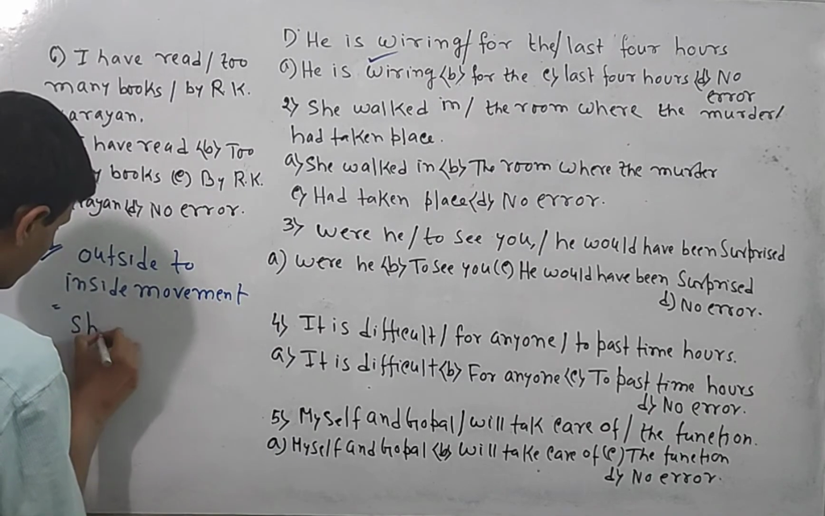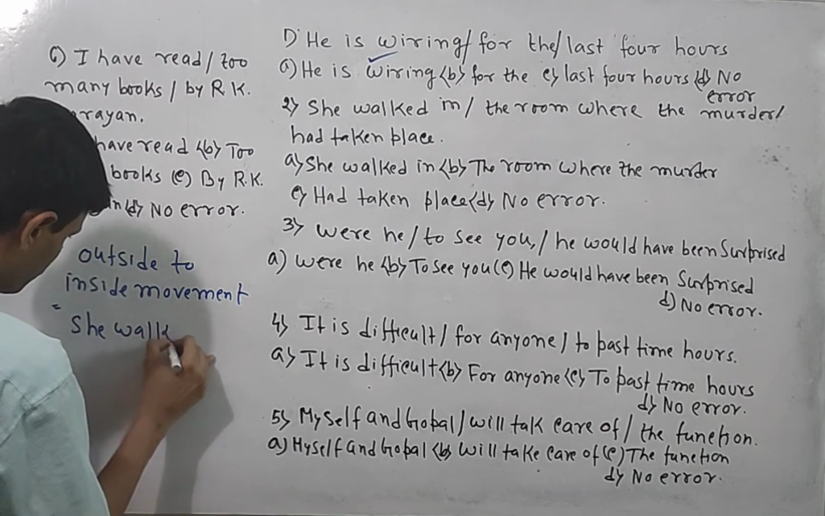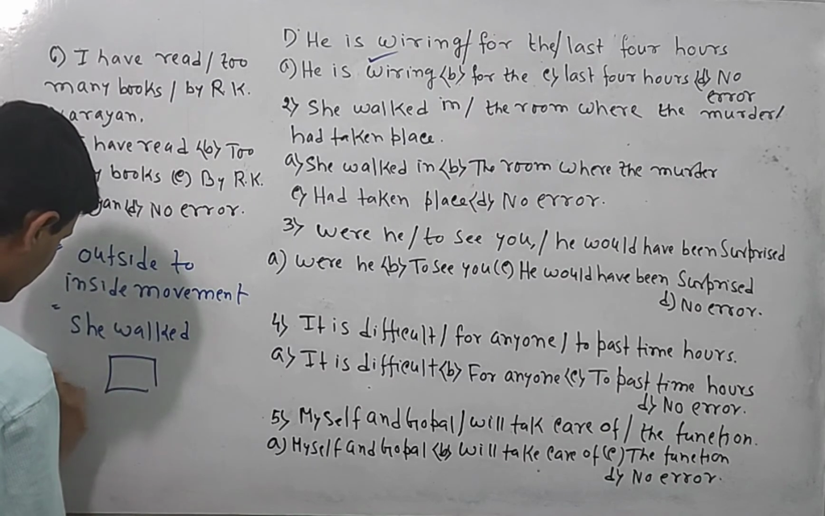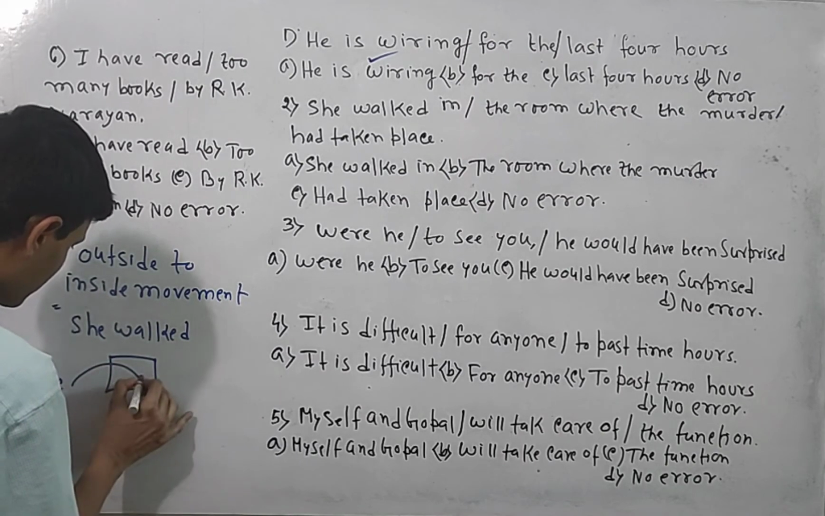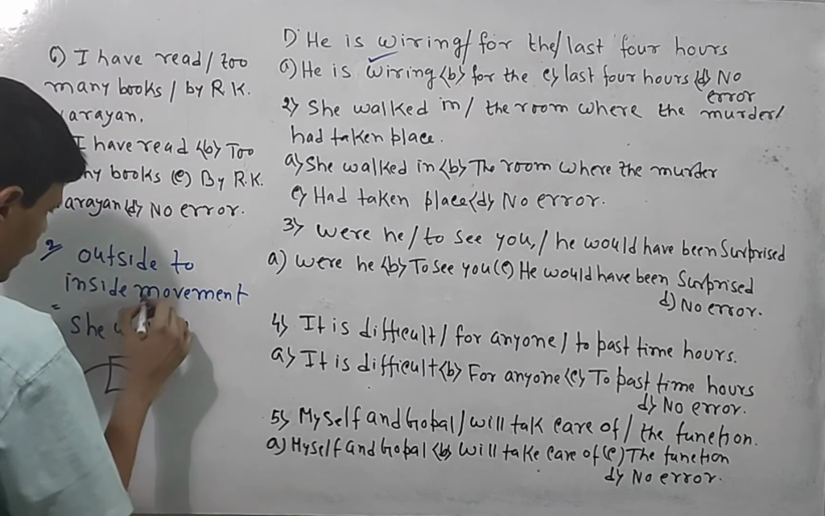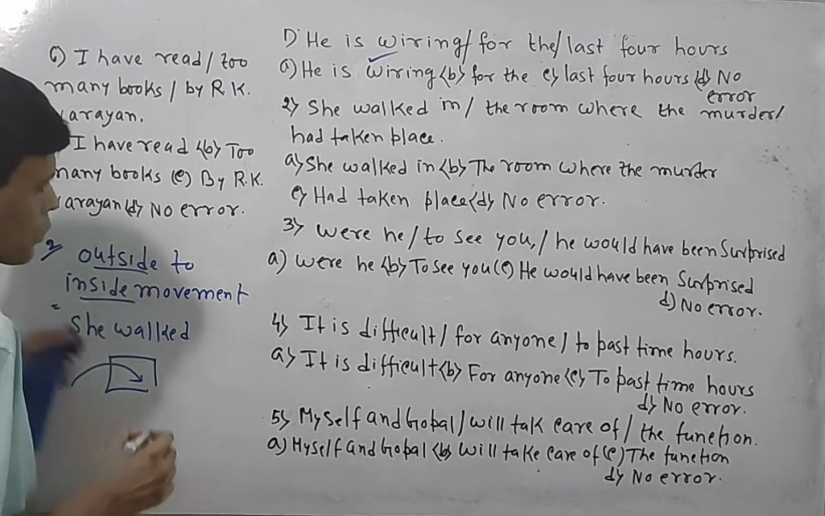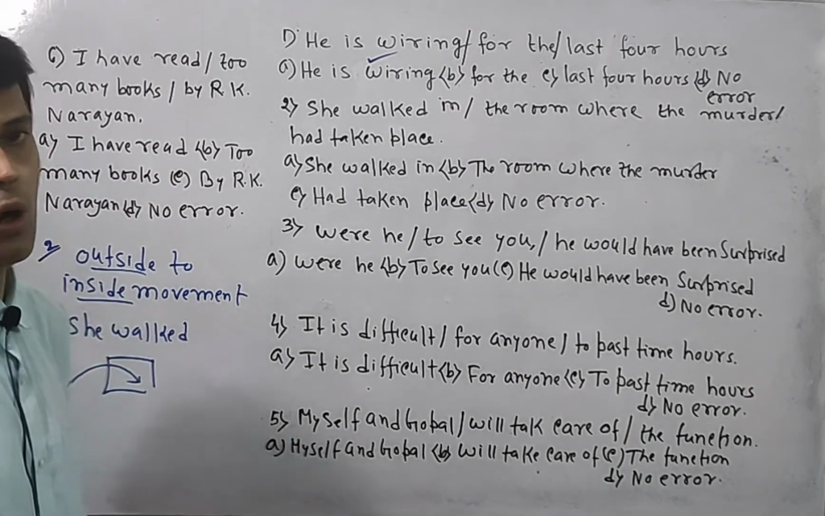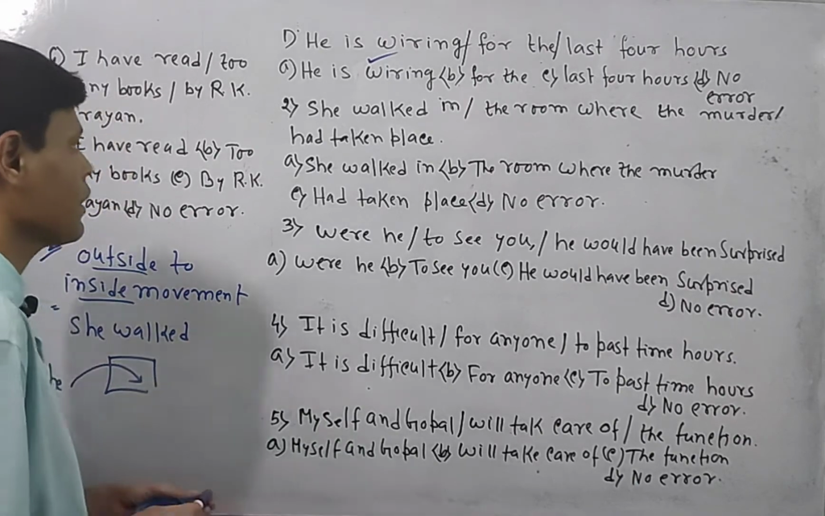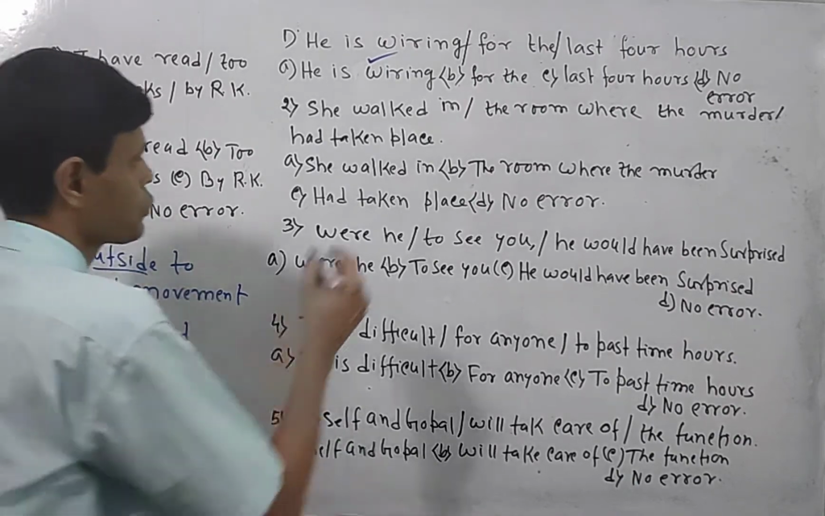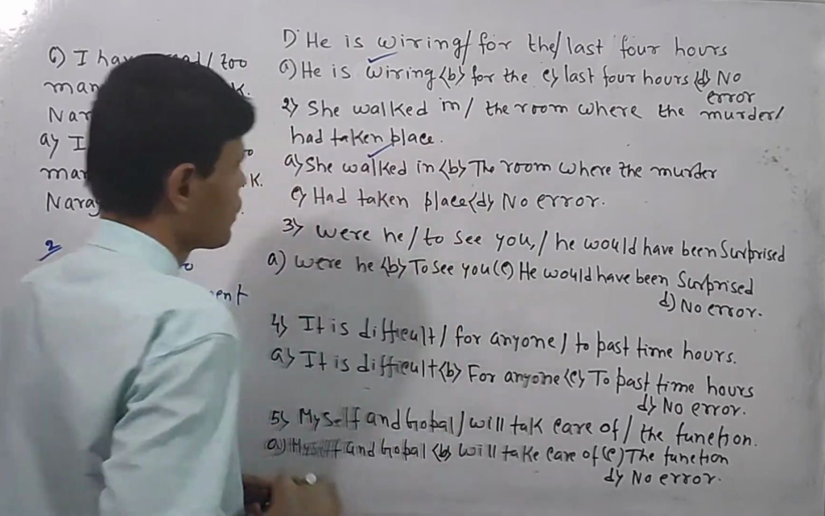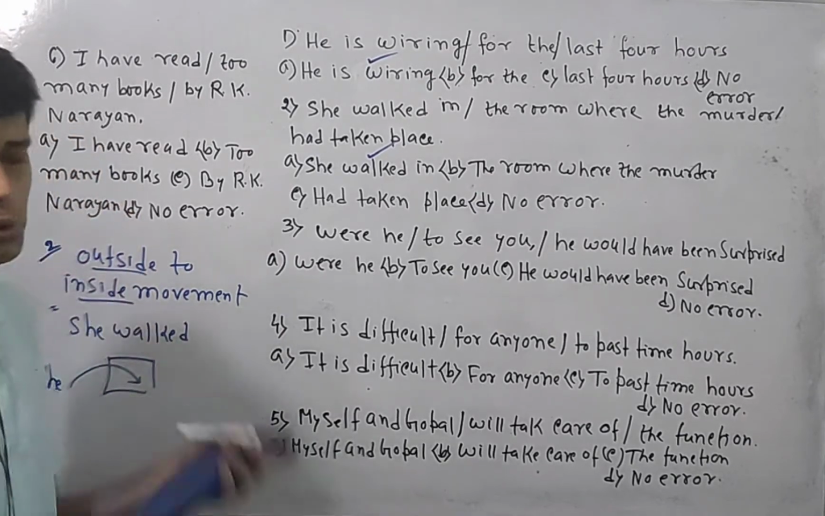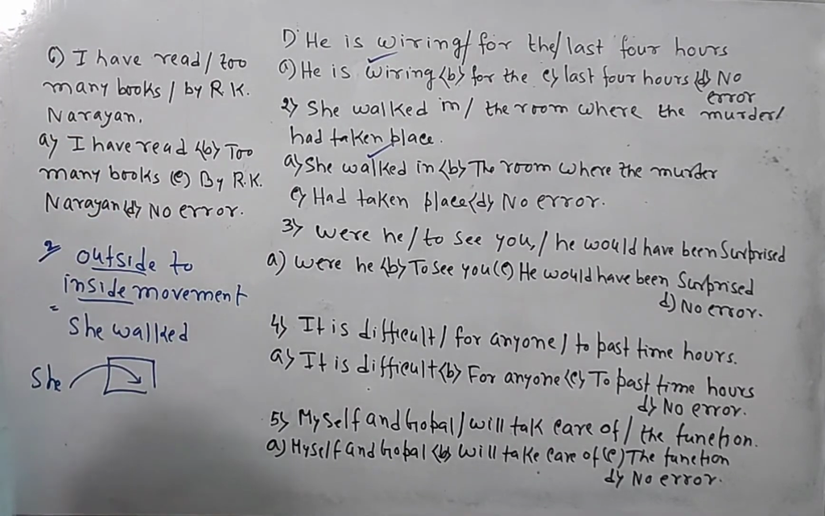This means she walked. That means suppose this is the room. Here she walked into the room. That means outside to inside movement. So in case of outside to inside movement, we use into instead of in. So here this is the mistake. It should have been into, but here in is given. So in case of outside to inside movement, it should be into, not in.